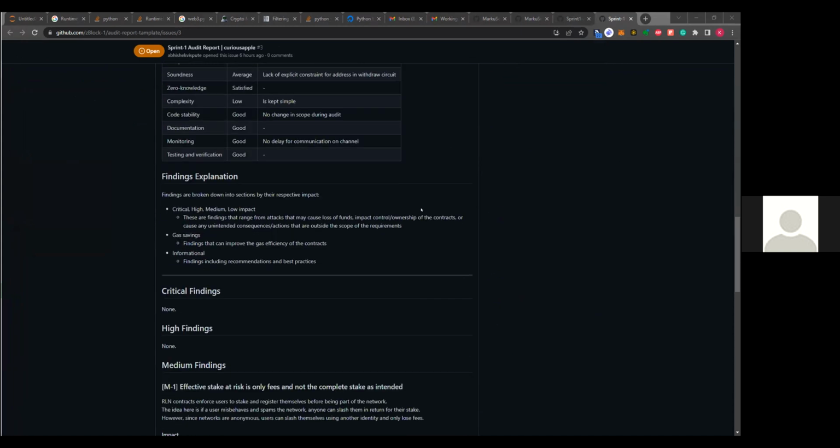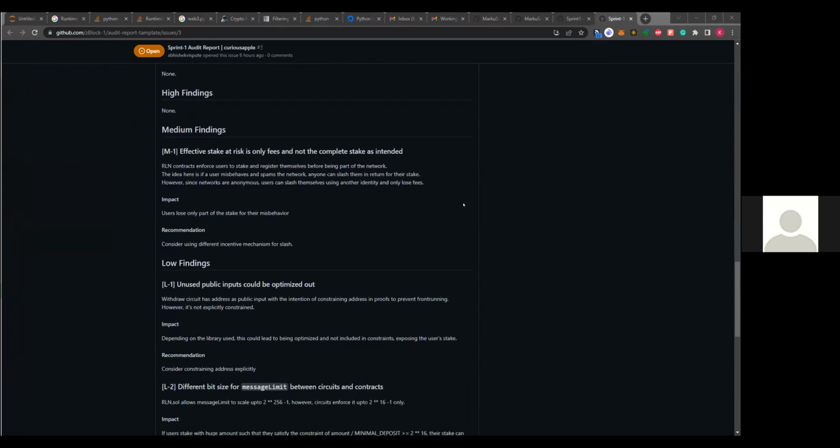Yeah, can you please scroll down? This we have already discussed in this call, but what this means is that the effective stake that is at risk for a user is only the fees and not the complete stake.